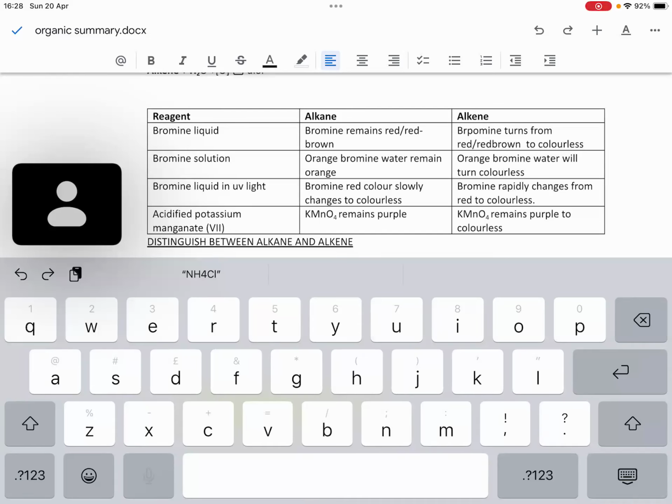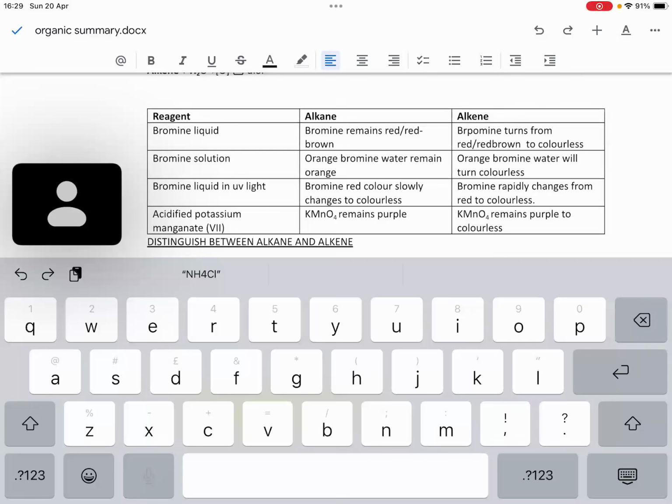So, bromine liquid is red or red brown. When we add an alkane to bromine liquid without any UV light, bromine liquid will remain red or red brown. If we add it to an alkene, it's going to turn from red brown or red to colorless. Bromine solution is orange, so orange bromine water is going to remain orange in an alkane, whereas in an alkene, orange bromine water will turn colorless.